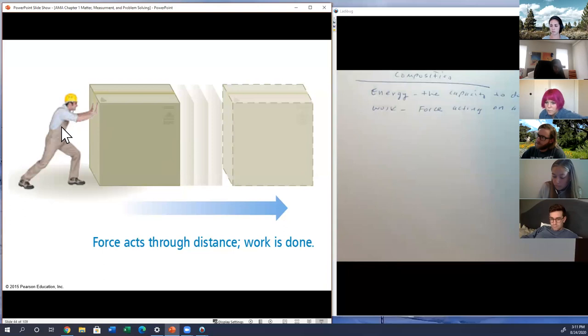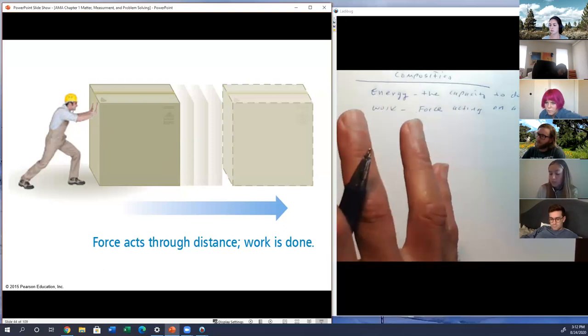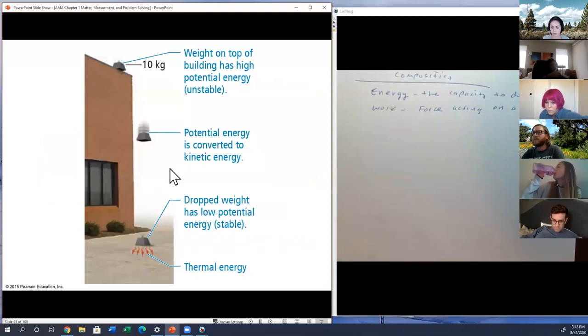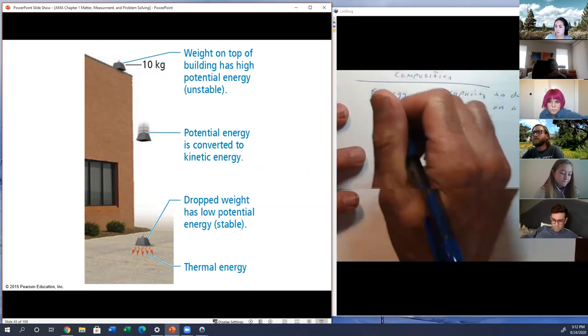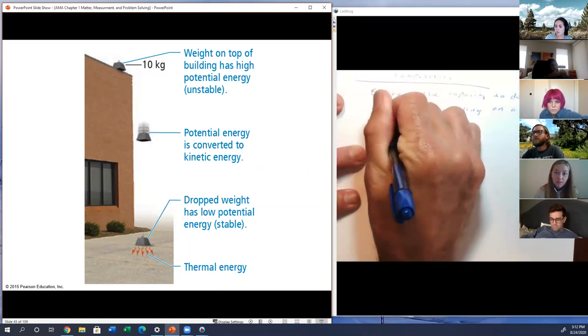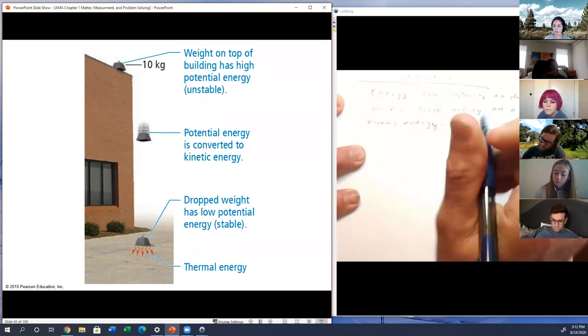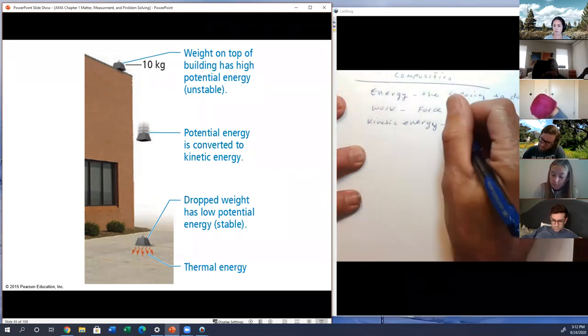So this person here has energy that comes from the food they ate, right? They can get energy from that food, and then they can exert that energy by a force acting on a distance, all right? There are different kinds of energy. So let me talk about those for a minute. Kinetic energy is the energy associated with the motion of an object.